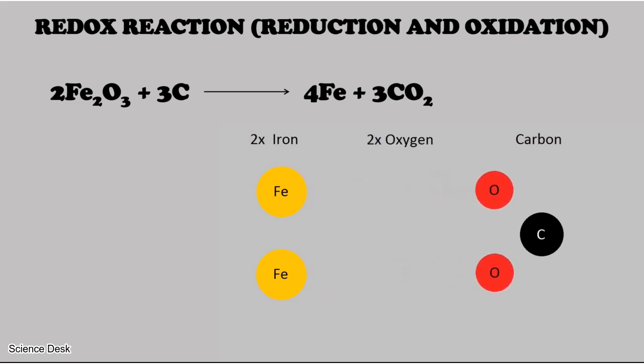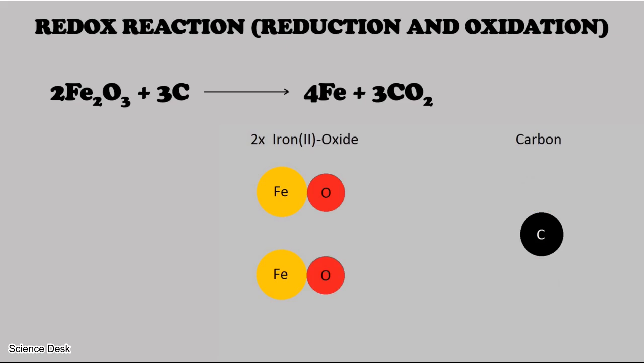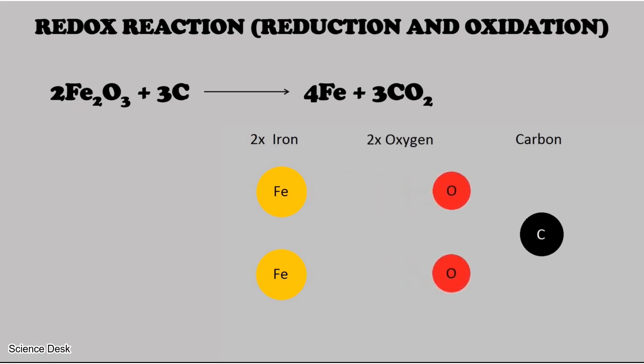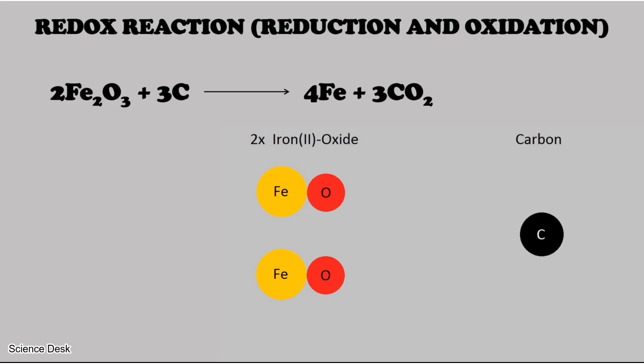Can you see? Carbon is gaining its oxygen. So carbon is getting oxidized. What about the iron oxide, the other side? Yes, it is losing all its oxygen molecule. Can you see? The oxygen molecules are getting shifted to the carbon. Yes, iron is getting reduced. This is collectively called as redox reaction because reduction and oxidation is happening simultaneously on the same base.